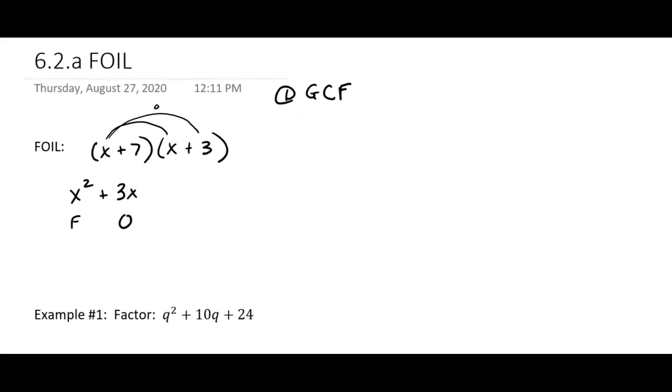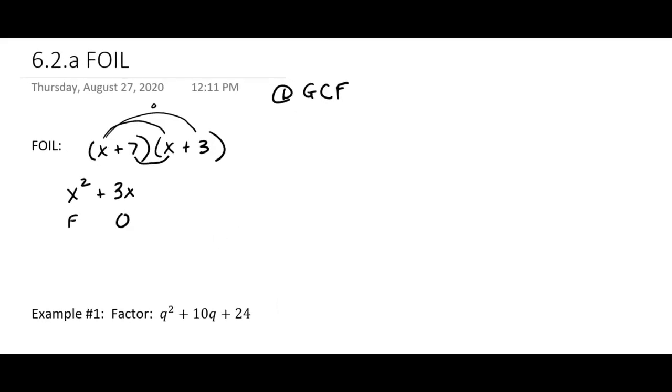And then you go 7 times x, in this case. Those are the inner terms, so that's the I. And then 7 times 3, which is 21, and that's the L. Those are the last term here and the last term here.